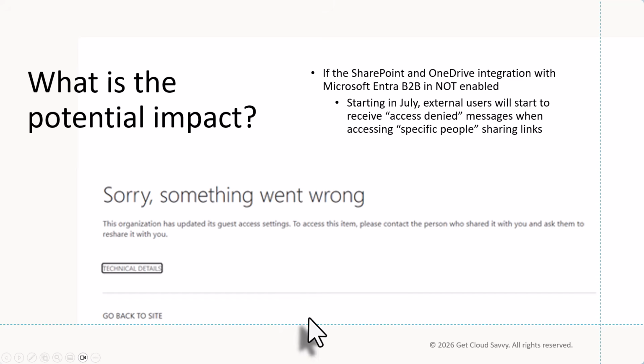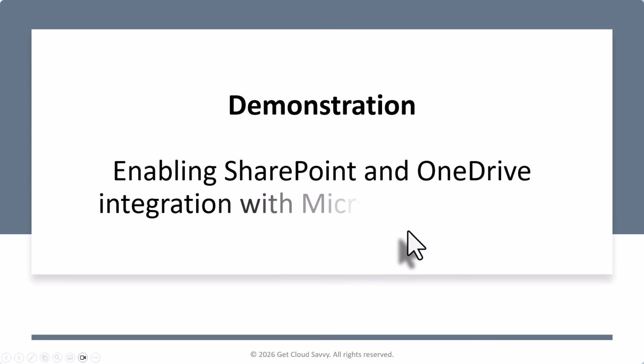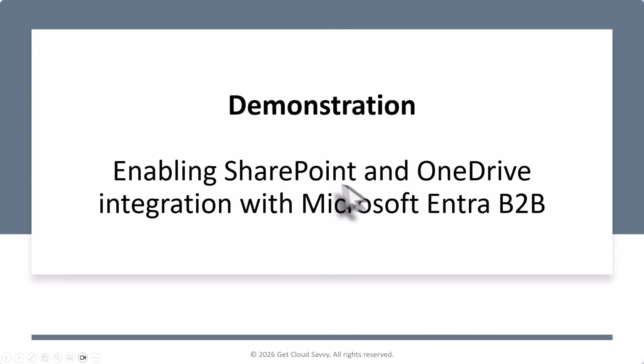So let's take a look at when we enable, we'll basically simulate the enforcement of the integration with Microsoft Entra B2B. And then I'll show you what this message looks like live, and then we will turn around and I'll show you how to fix it. Okay, so now we're going to go back over to PowerShell here. And what we're basically doing is we're going to enable this integration, and then we're going to see what happens to the external user's experience. Okay, so I'm going to go back to PowerShell here.